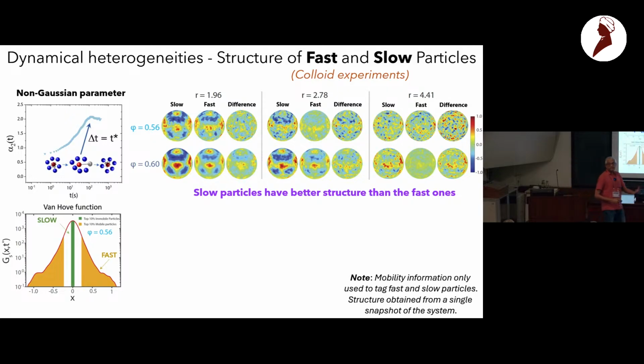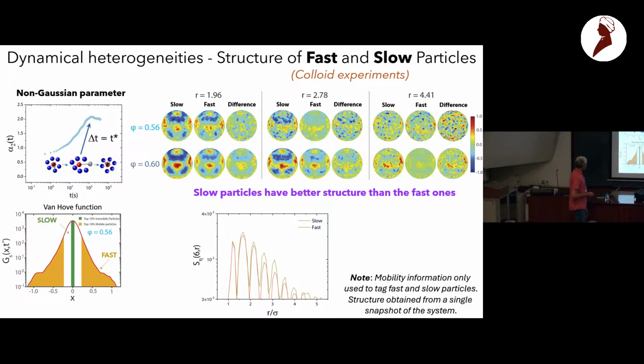The difference field is non-zero, which means the structure around the slow particles is more well-defined than the structure around the fast particles. It evolves with cooling, and it extends to the intermediate range. So it's not just in the local neighborhood that differences are, it extends all the way to the intermediate range. And what one can ask is, one can decompose this density field again into the harmonics. So we look at the L equal to 6, for the reasons I told you earlier.